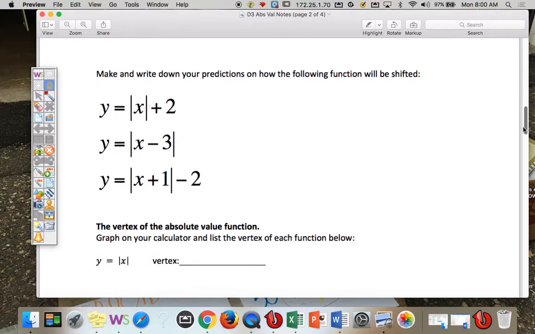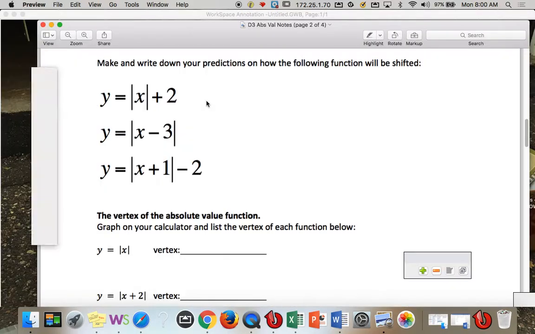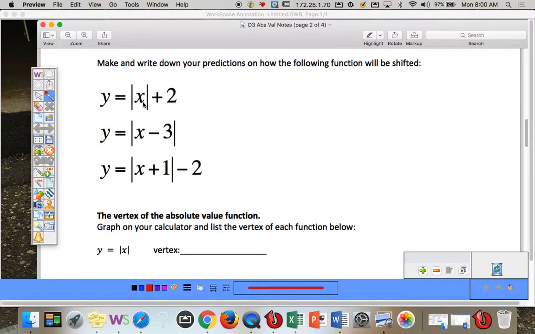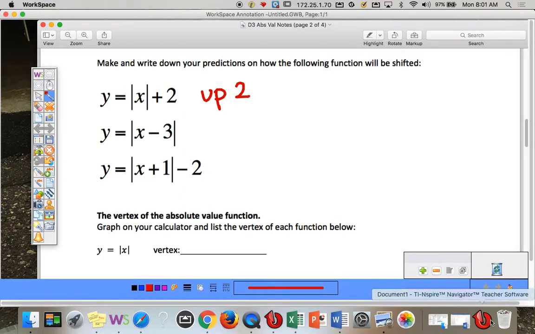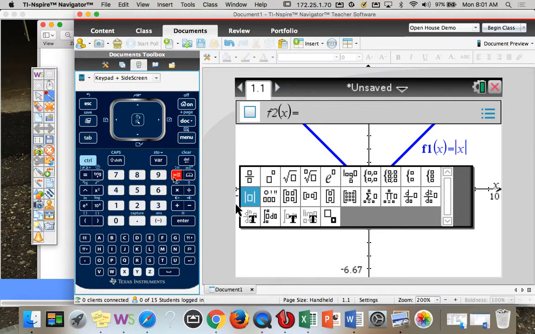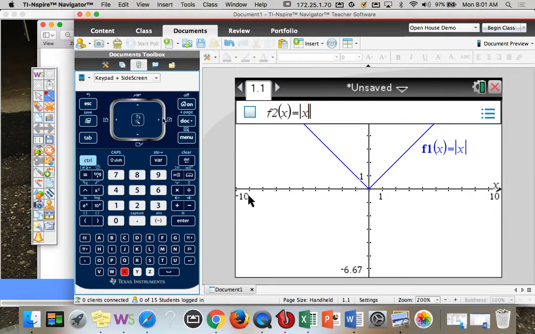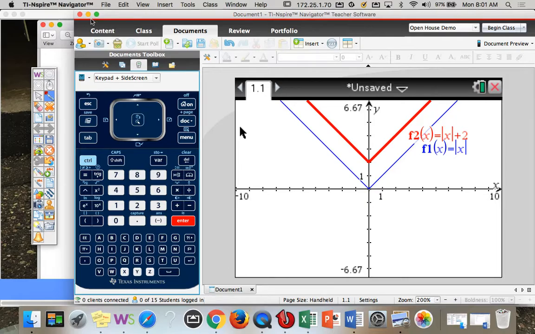It says make and write down your predictions on how the following function will be shifted. So let's see. If the absolute value is like parentheses, the plus 2 should be up 2. So let's check our prediction. I'm going to hit tab and do absolute value of x, and then we'll do plus 2. And it does shift up 2.